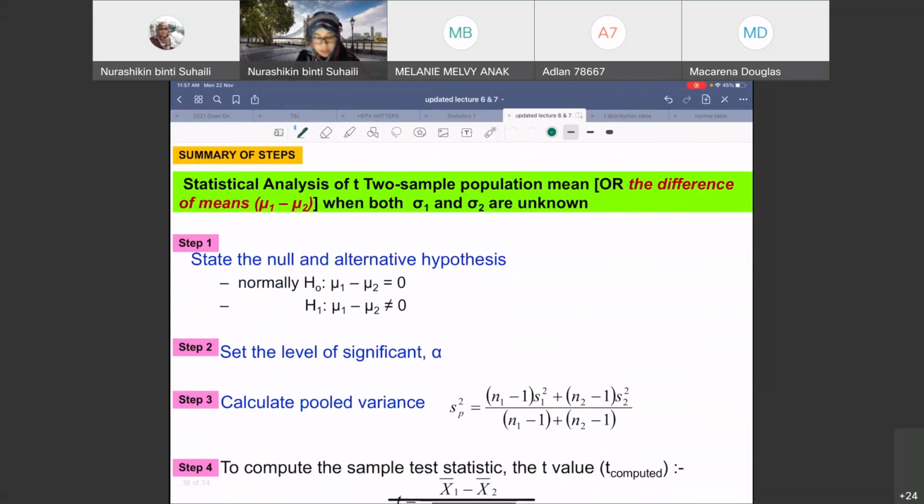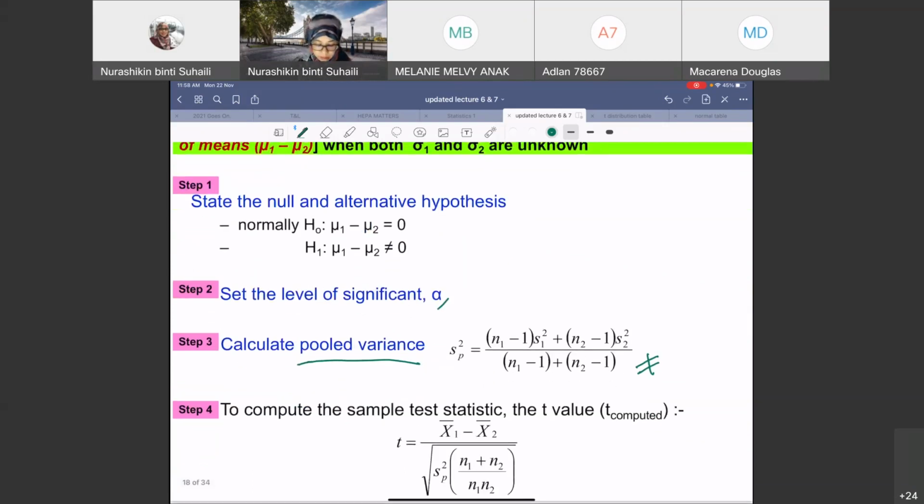The first one is to set the hypothesis, same thing, null and alternative. Second step, to set or to define the alpha. Okay, for this one, step 3, then you have to calculate the pool variance. So this is the difference between the previous one. So this is the formula. And then step 4 is to calculate the t. Okay, the t computed. This is the formula.